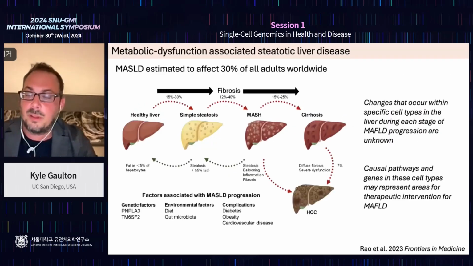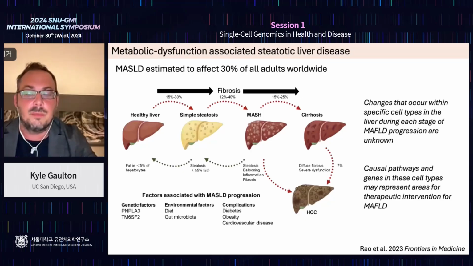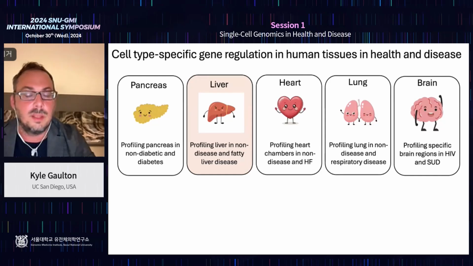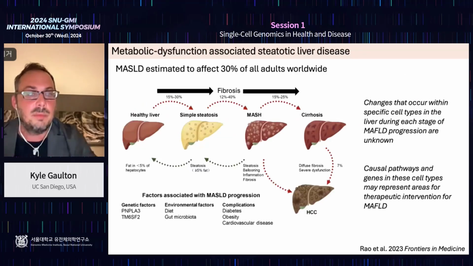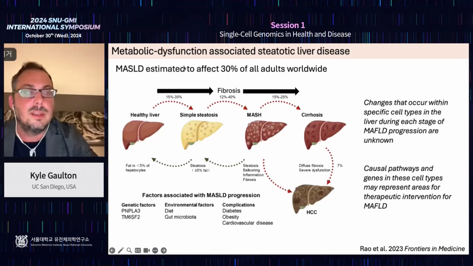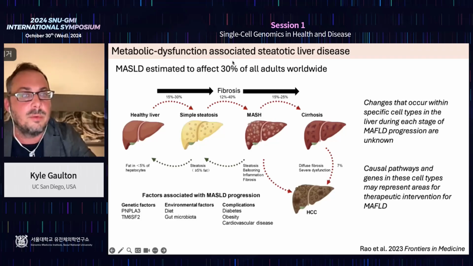Okay, the last part of the talk, I'm going to touch on studies in a different tissue, which is the liver. Similar concept in that we're looking at changes that are occurring in liver cell types in non-disease and disease individuals. But in this case, we're looking at what's called metabolic dysfunction associated steatotic liver disease. That's a mouthful, also known as fatty liver disease, which is an extremely common disease. It's estimated to affect, which is really an unbelievable number, about 30% of all adults in the entire world.